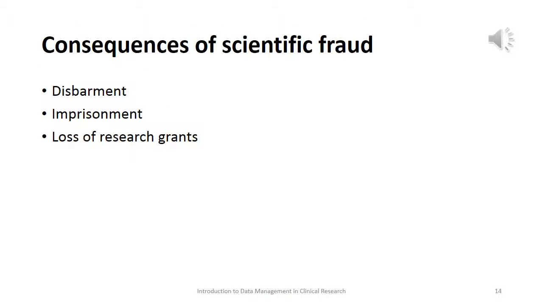So what are the consequences of scientific fraud? There can be disbarment, which means that an investigator would be barred from conducting research, say for the FDA or research that's sponsored by the National Institutes of Health. Some sponsors will not allow certain investigators to work on their clinical trials, so that's another example. You can also be imprisoned for engaging in scientific fraud, and you can have loss of research grants, not only for yourself but for the institution that you work at.